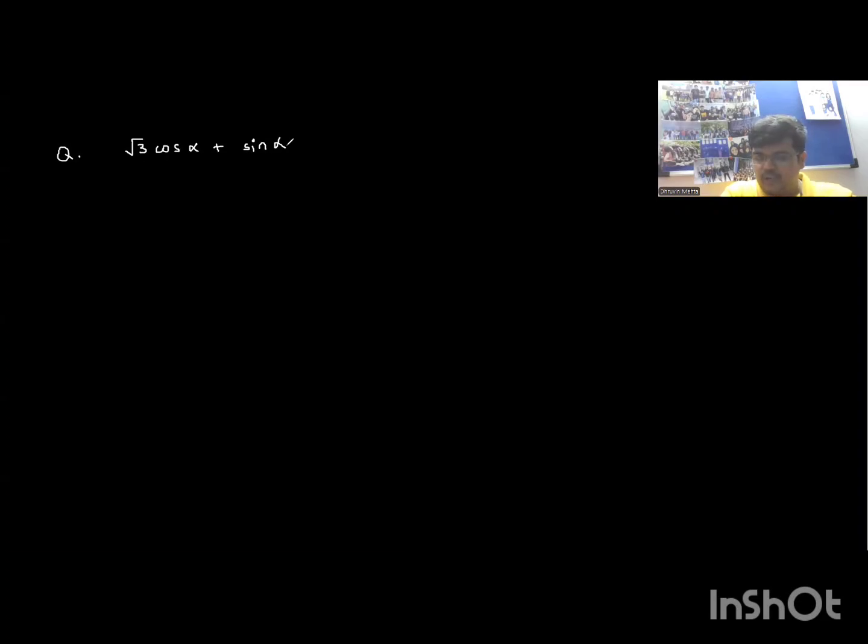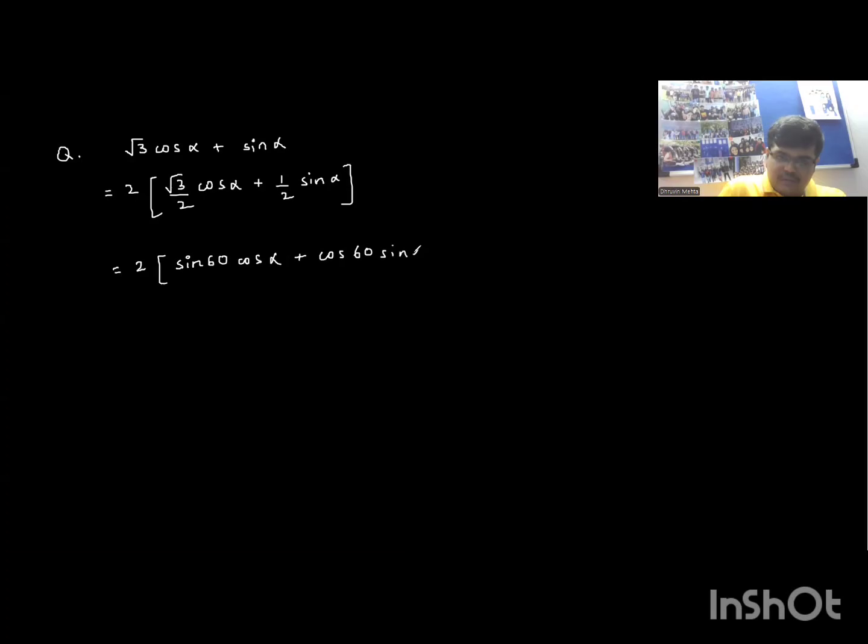We have root 3. Now, root 3 is somehow related to sine and cos. Do you know that sine 60 is root 3 by 2 and cos 30 is root 3 by 2? So what we'll do is try to create root 3 by 2. To create the 2, we'll multiply and divide by 2. So we have root 3 by 2 cos alpha plus 1 by 2 sine alpha. Now we can write root 3 by 2 as sine 60, this is cos alpha, half is cos 60, and this is sine alpha. And this is how we get 2 times sine of (60 plus alpha). I hope you recollect this. If not, I hope you at least understand this so that you can replicate it in similar questions.